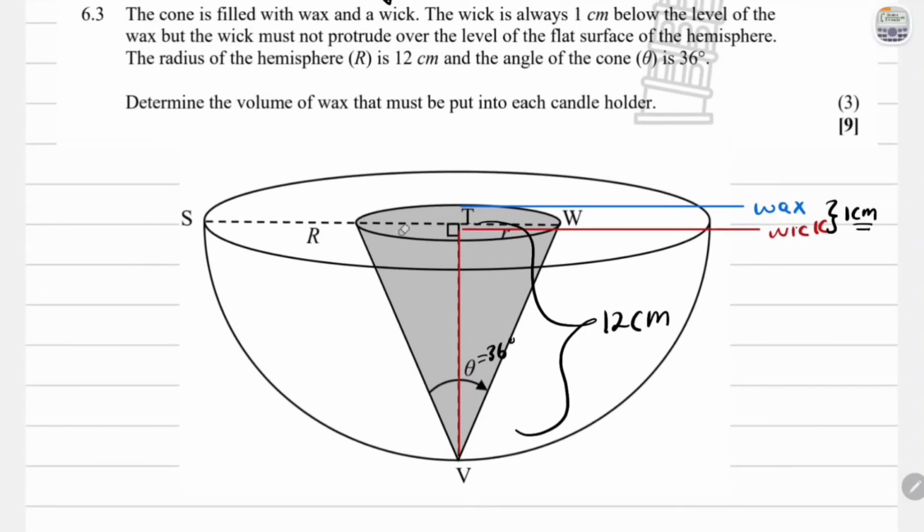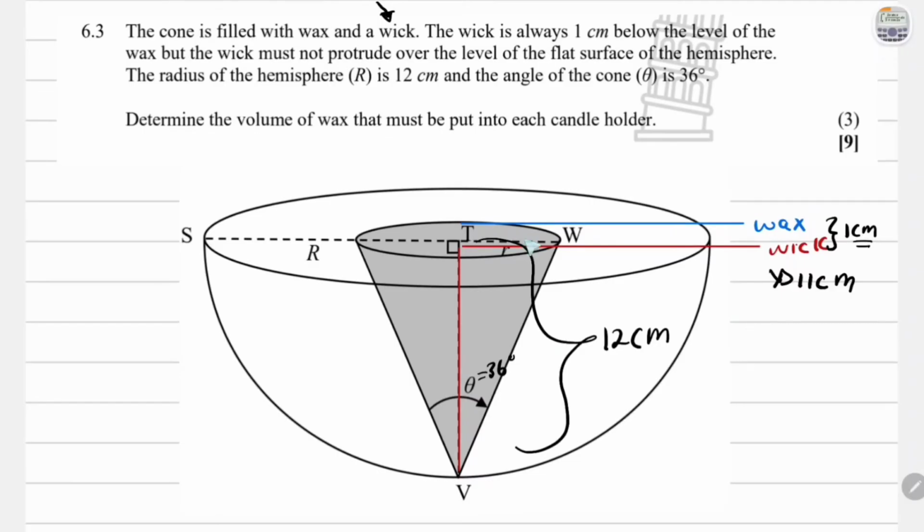Well, the only thing they told us about this wax being filled is that the wick must be 1 centimeter below the wax. So if the wick must be 1 centimeter below the wax, and that wick cannot go past this entire surface, it really just means that whatever this radius is, remember this radius is going from the bottom right to the top to the surface, right? That's the radius. The wick must be 1 centimeter below that radius. So it means that your wick is actually supposed to be 11 centimeters since the radius is 12 centimeters.